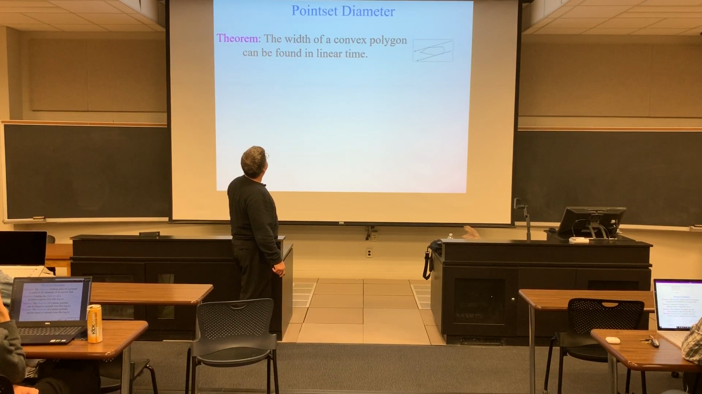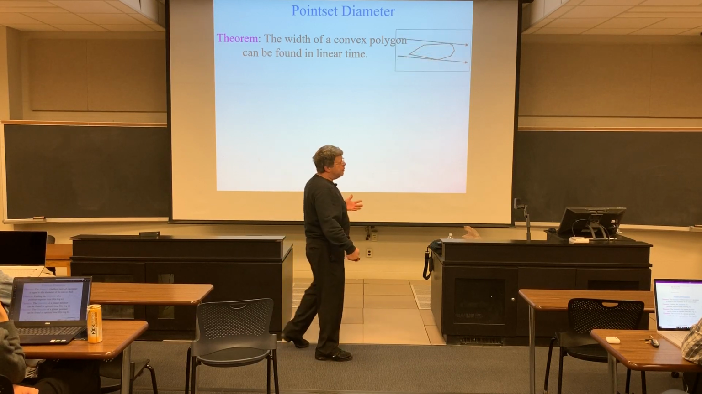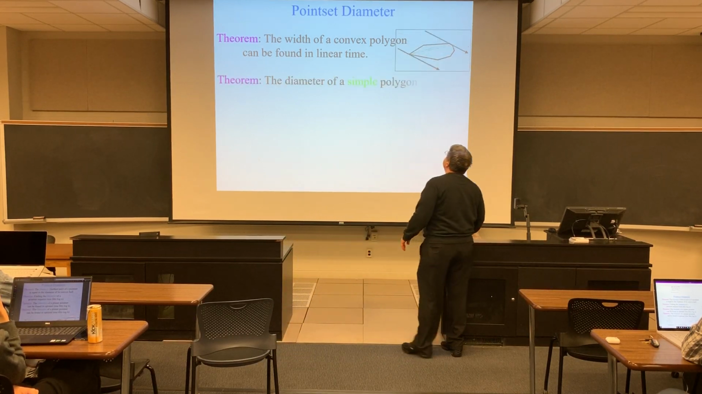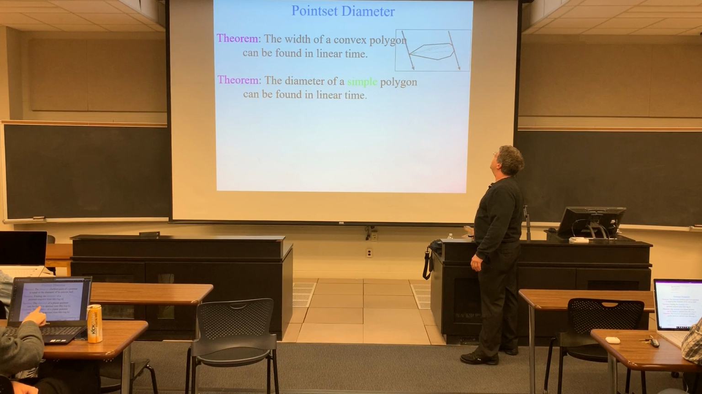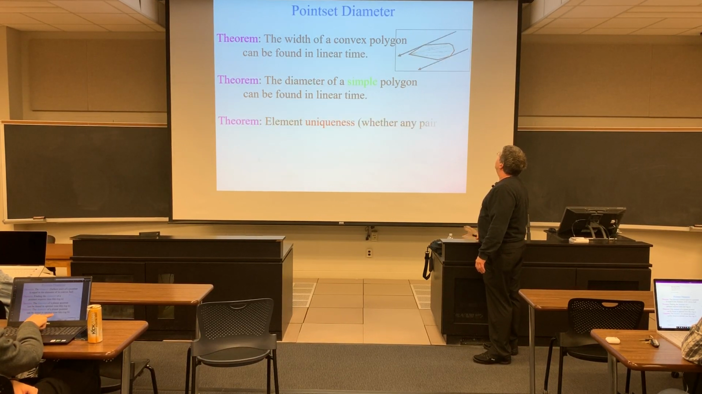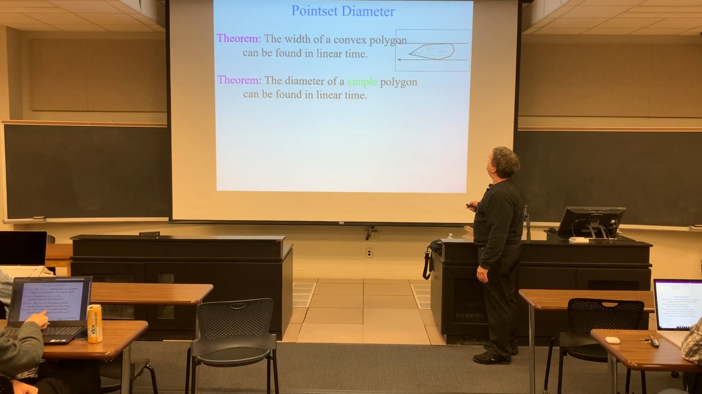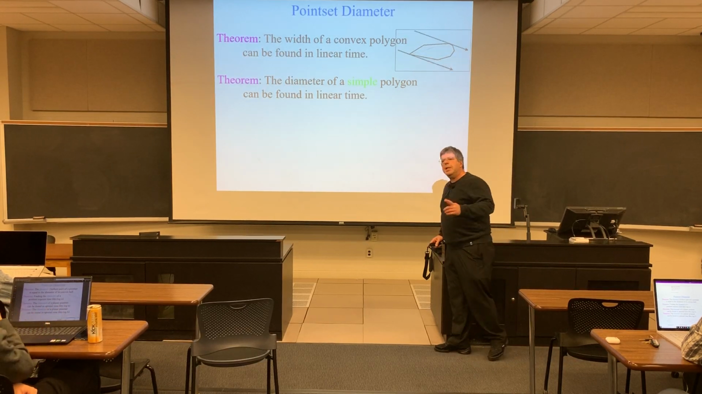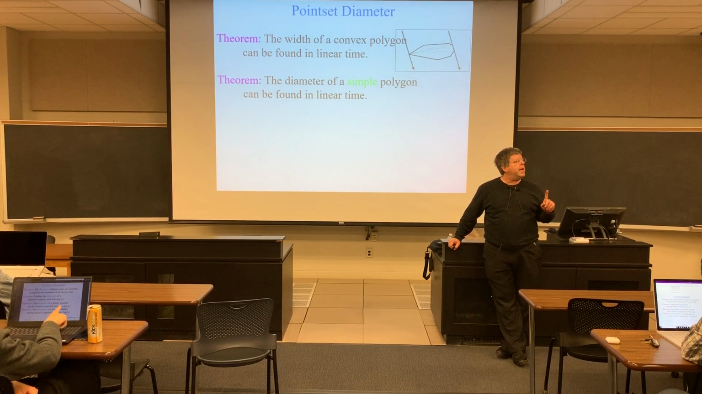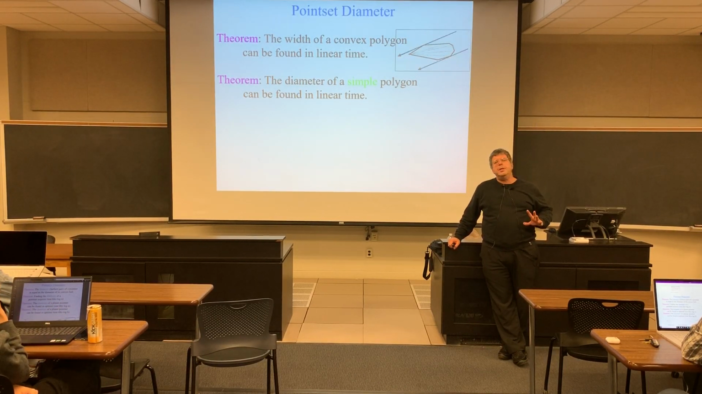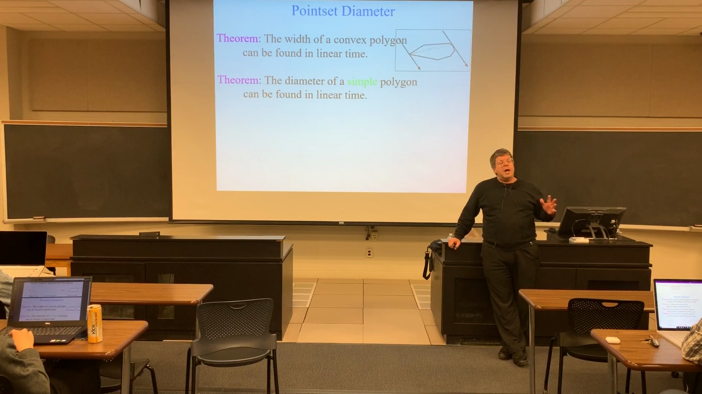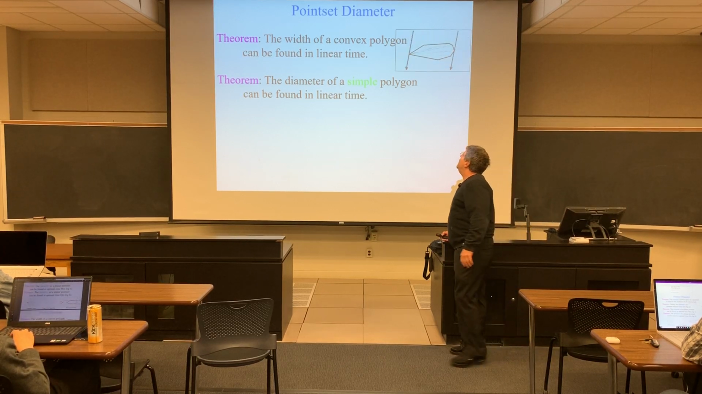So the width of a convex polygon can be found in linear time. We already mentioned that. The diameter of a simple polygon can be found in linear time. By the way, simple polygon means not self-intersecting, but it doesn't have to be convex. It could be like the picture of the Mona Lisa. So how do you find the diameter of an arbitrary simple polygon in linear time?